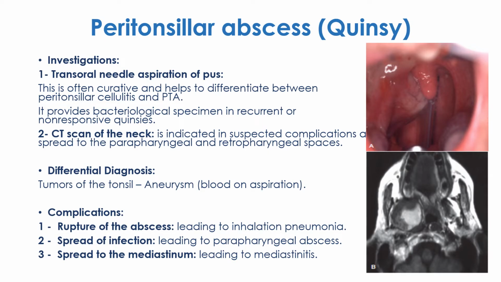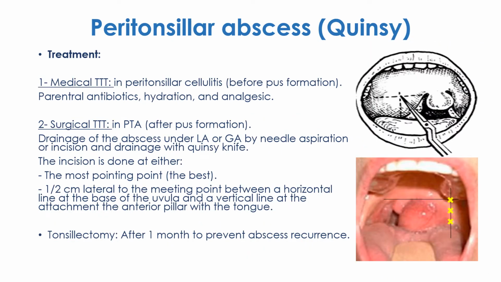Complications: there are three main complications. Rupture of the abscess will lead to inhalation pneumonia. Spread of the infection will lead to parapharyngeal abscess. Spread to the mediastinum will result in mediastinitis. Treatment is either medical or surgical. Medical treatment in peritonsillar cellulitis, before pus formation, is parenteral antibiotics, hydration, and analgesics.